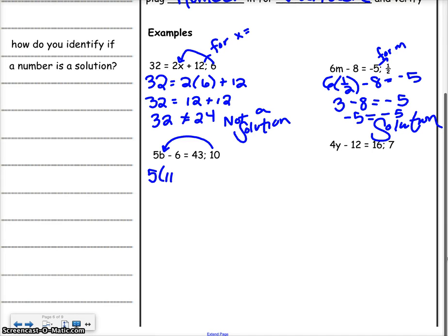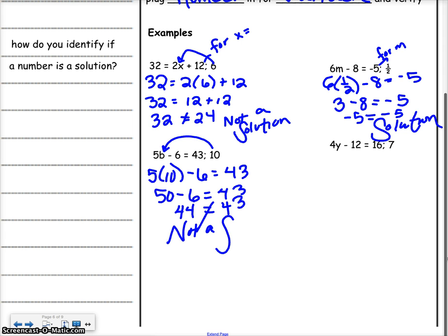Does 5 times 10 minus 6 equal 43? Does 50 minus 6 equal 43? 44 does not equal 43. That's not a solution.